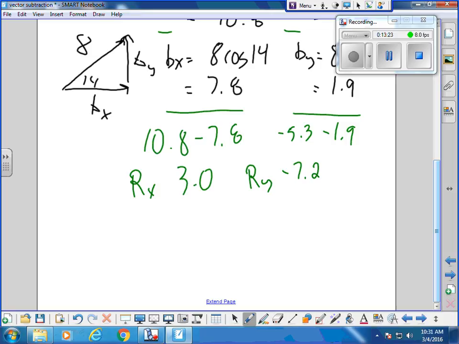Positive 3, so to the right. And negative 7.2, so that's going to be down. This is sweet. Where's the difference between adding and subtracting? One step, this one right here, where you do the actual subtraction, in green. That's the only place.